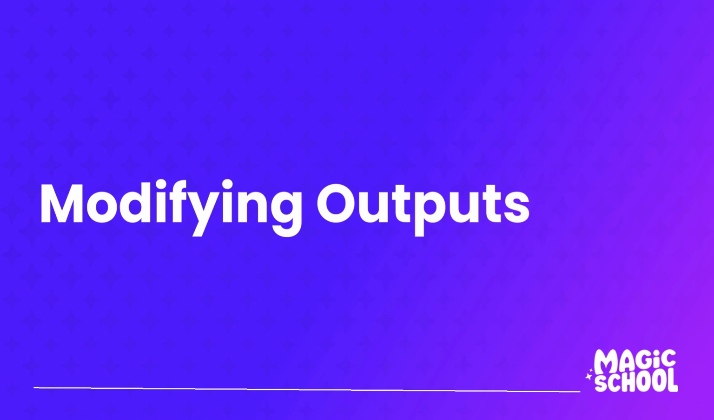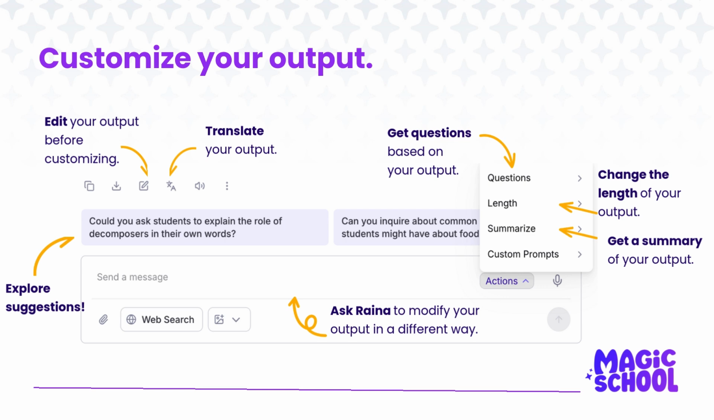From here, we're going to talk about modifying outputs. Once you make an output, if it's not what you want it to be, you can change it. If you go back and look, you notice that you can edit your output before you customize it. If you need it in another language, you can translate your output. You can explore suggestions. If you look down here at the bottom, you'll see that the AI will give you some suggestions about where you can take it next.